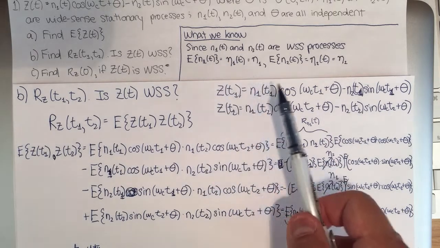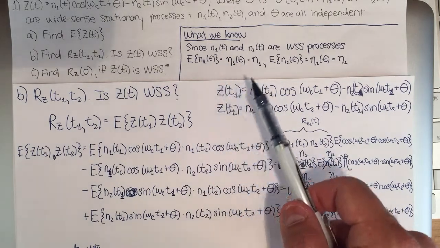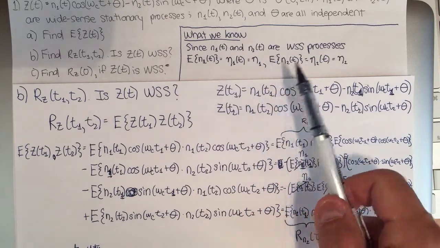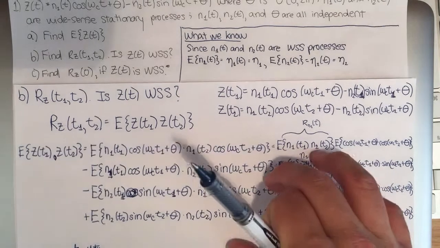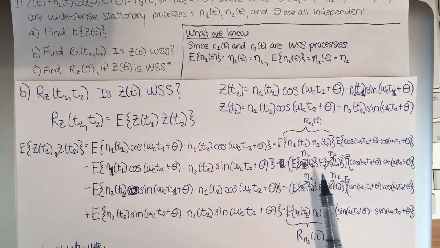Remember, we know that the expected value of n1t is equal to a constant. Expected value of n2t is equal to a constant. Same thing we're applying right here. We know that these are expected. Sorry, it's messy, but if you take a moment to pause, you can see my work under there.